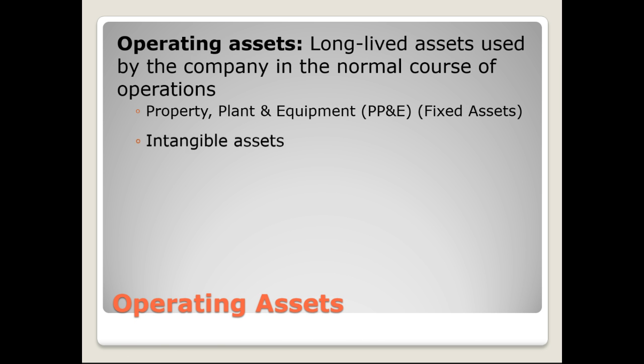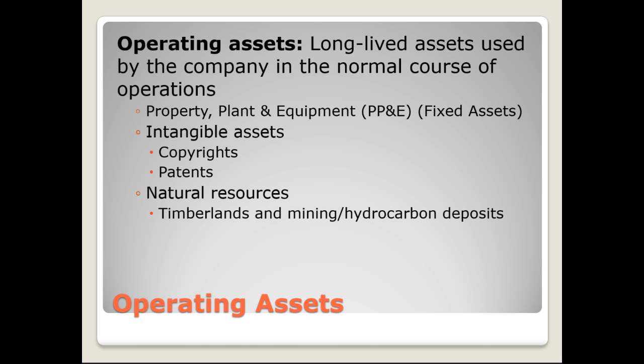Now, we learn in the chapter that there are three major categories of operating assets. There's the property, plant, and equipment, which we sometimes call PP&E. Now, these are fixed assets. These are machinery, factories, land, things that tend to stay fixed, and they are tangible. Then we have a category called intangible assets. These are things like copyrights and patents.